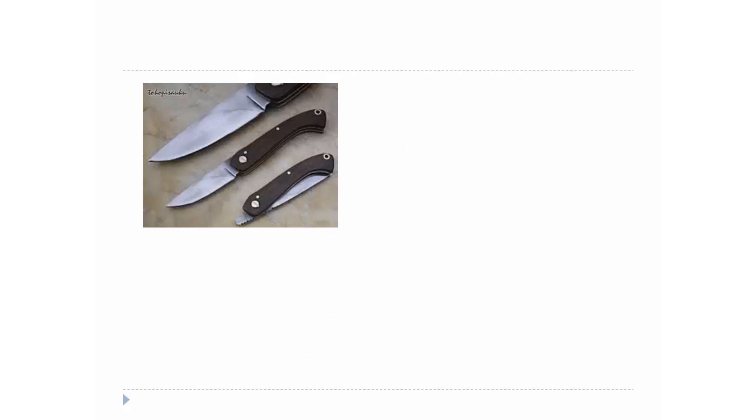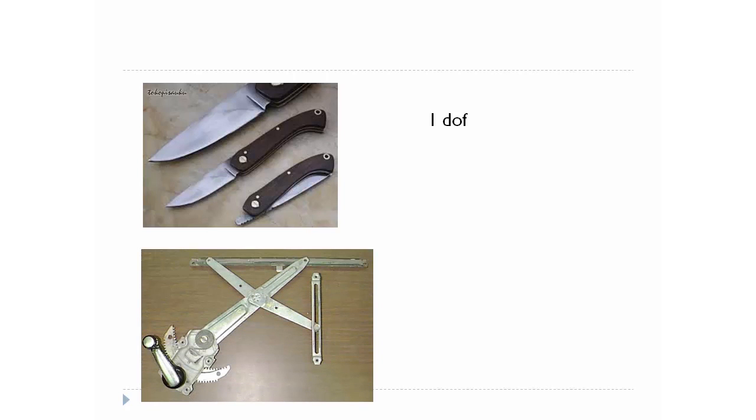Now, we have a different case here. It's a knife, a foldable knife. It's 1 degree of freedom. And what is this? Actually, it's a window mechanism in our car. It has 1 degree of freedom as well.